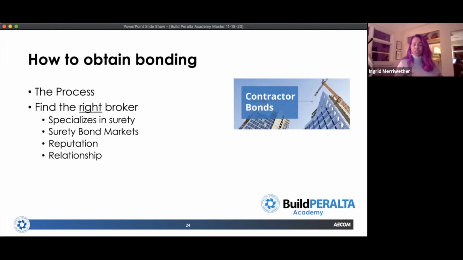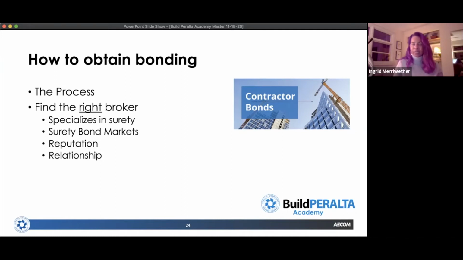So you want to make sure that you feel comfortable with them, because you're going to be exposed in the financial sense with all of your information. And that's critically necessary, because your broker really is going to be the one who's going to take you out to the surety marketplace and try to secure bonding. So you're not trying to hide things from them.